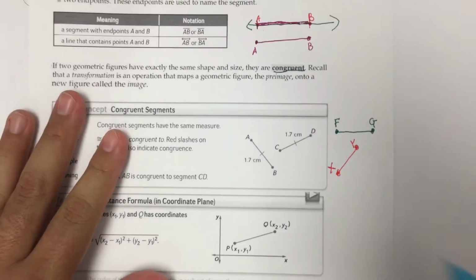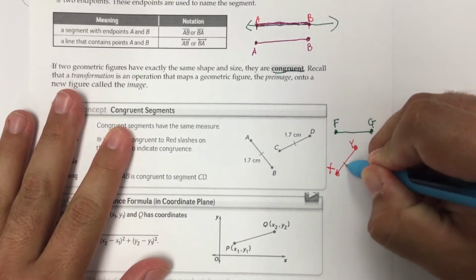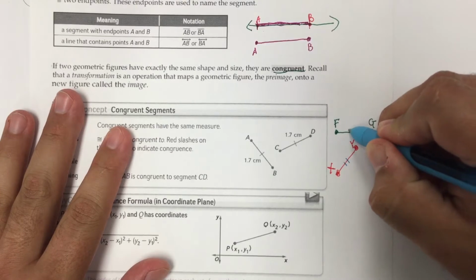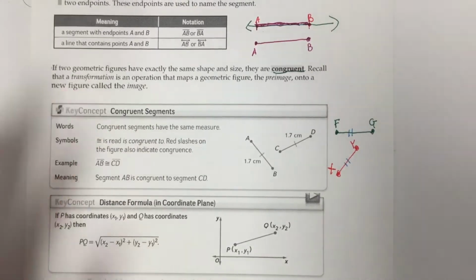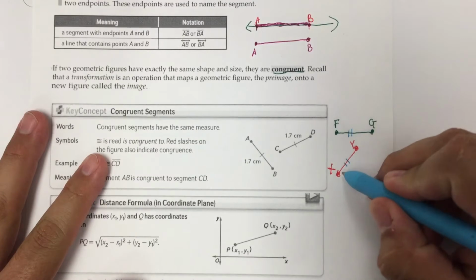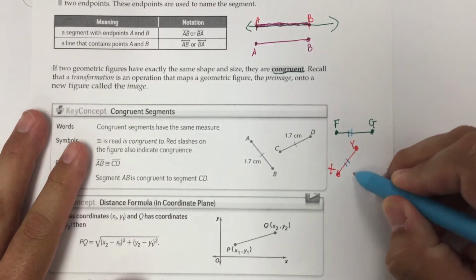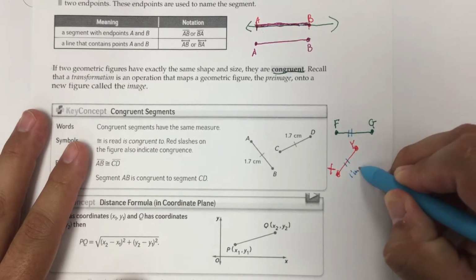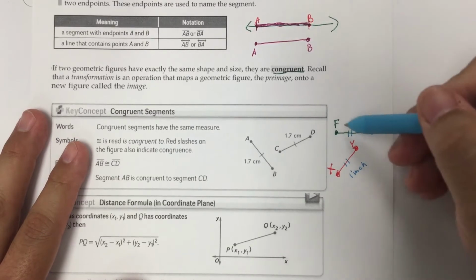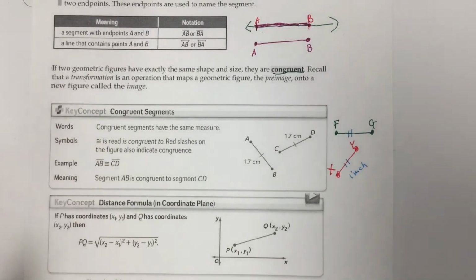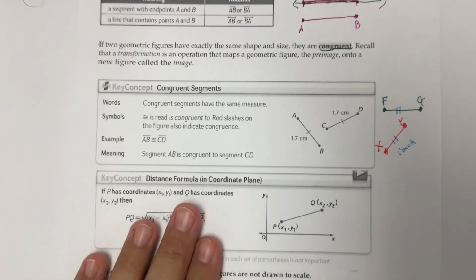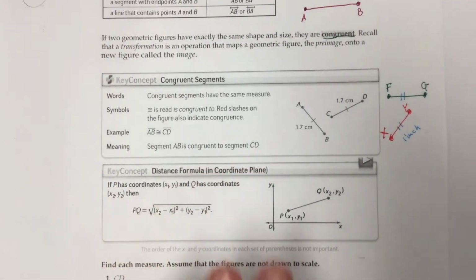However, if by chance you see something like this, where it has two marks and then I have two marks here, this is what we call a congruency indicator. This indicates that those two line segments are in fact congruent. So if I were to say that XY was, let's say, 1 inch, this would indicate that FG is also 1 inch. That means they're congruent. I hope you see what we're talking about as far as congruency.